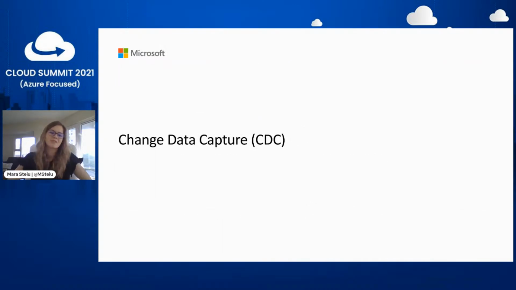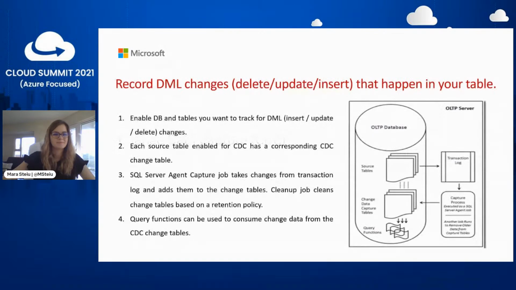So we're going to look more at change data capture. Change data capture helps you record data modification language changes. As you can see in this diagram, you first enable change data capture at the level of the database that you want to track changes for. Once you enable it at the level of your database, you look at the source tables and you enable it at the level of each table that you want to track for changes.